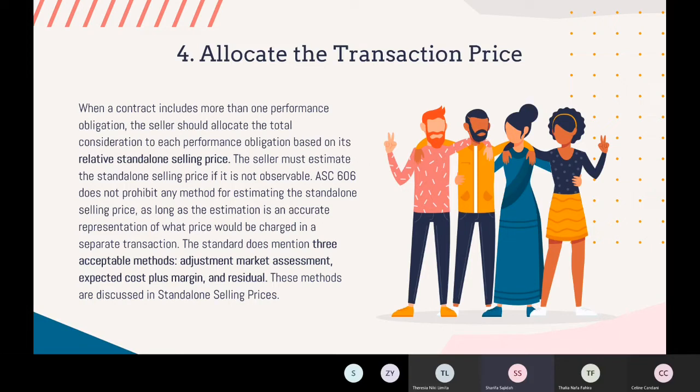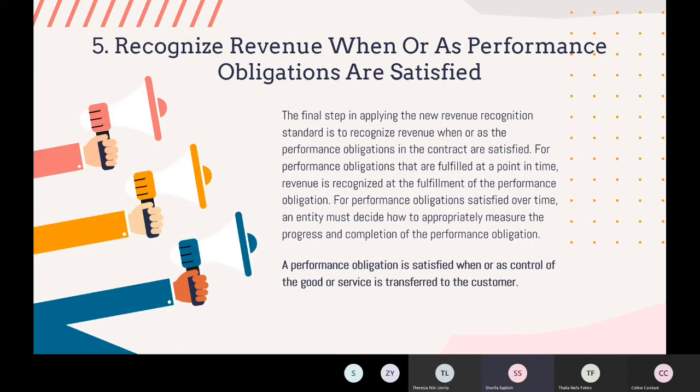The standard thus mentions three acceptable methods. The first one is adjusted market assessment, the second one is expected cost plus margin, and the last one is residual. These methods are discussed in standalone selling prices. And the last step is recognize revenue when or as performance obligations are satisfied. The final step in applying the new revenue recognition standard is to recognize revenue when the performance obligations in the contract are satisfied.